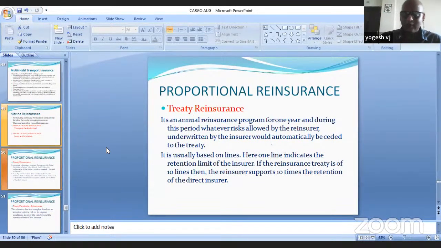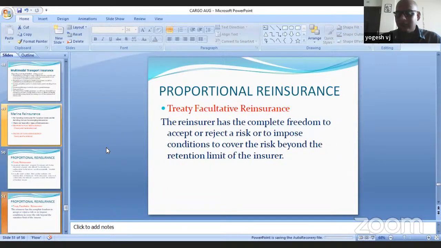Okay, now treaty facultative, that is the reinsurer has the complete freedom. I told you, the reinsurer will decide whether he has to cover this or not. It is on his discretion. The reinsurer has the complete freedom to accept or reject a risk or to impose conditions to cover the risk beyond the retention limit of the insurer.